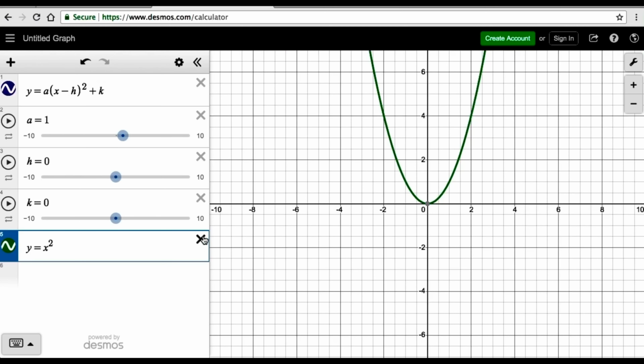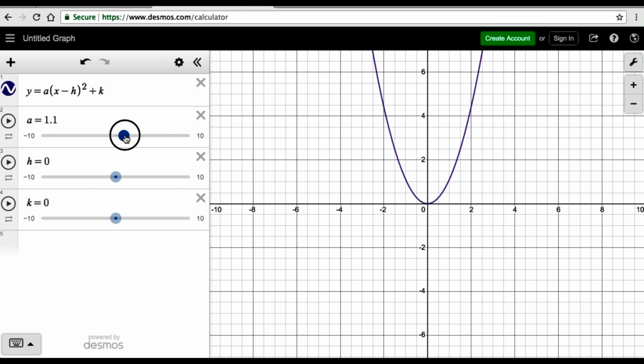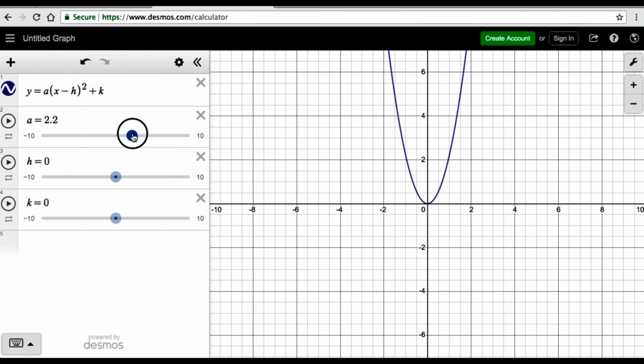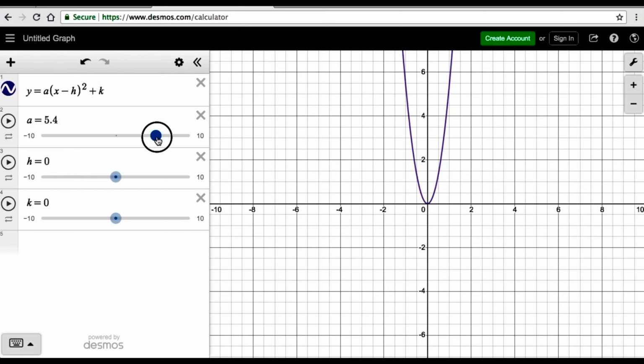Now, what we are going to do is determine the effect of A. So here's the thing. If A is positive, then this parabola right here would open upwards. As you can see, it opens upward. Now, what happens if A becomes bigger and bigger? As you can see, the graph becomes skinnier.